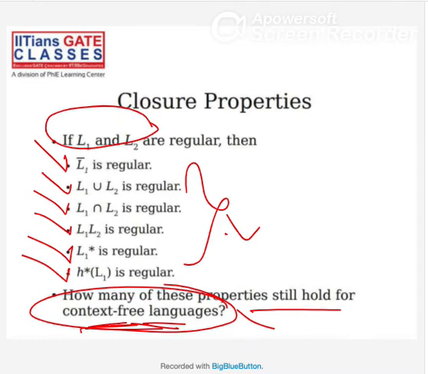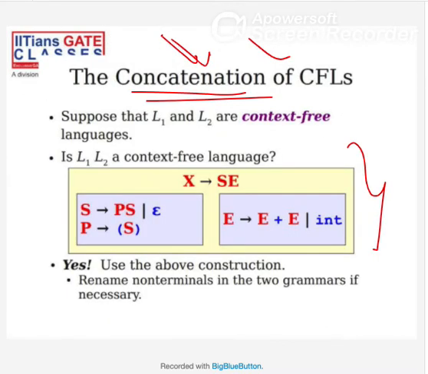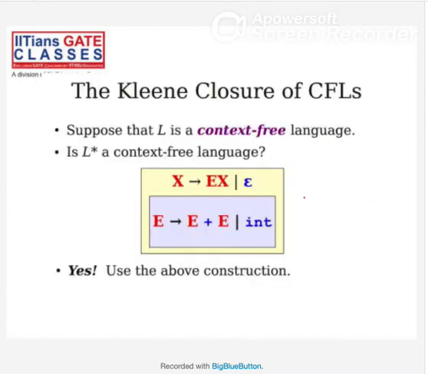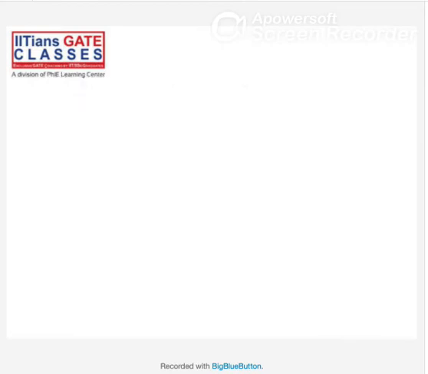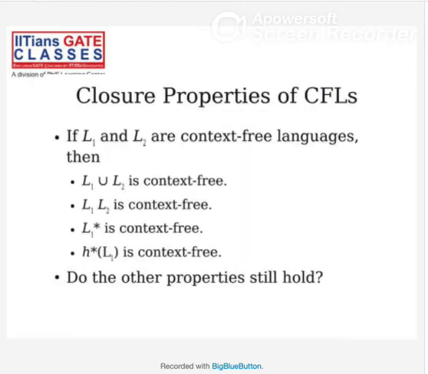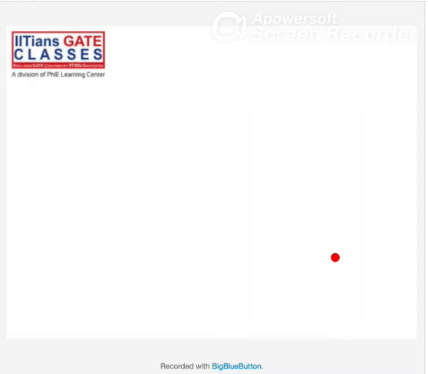So closure property of context-free languages. CFLs are closed under union. CFLs are closed under concatenation. CFLs are closed under Kleene closure, Kleene star. So if L1 and L2 are context free, then L1 union L2 will be CFL. L1 dot L2 will be CFL. L1 star will be CFL. Homomorphism will be CFL. All these things we have already seen.